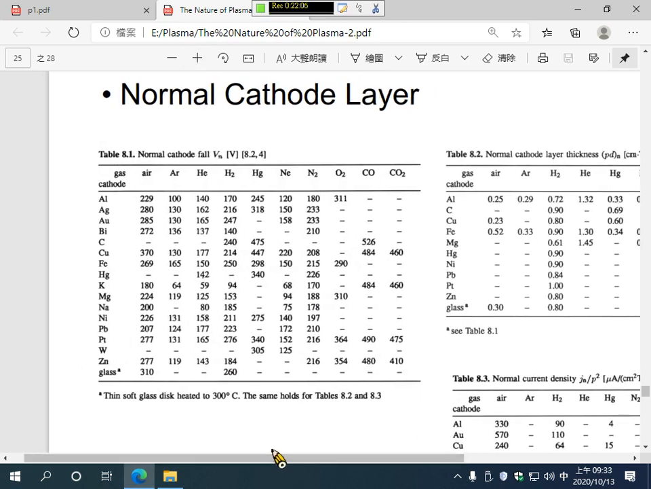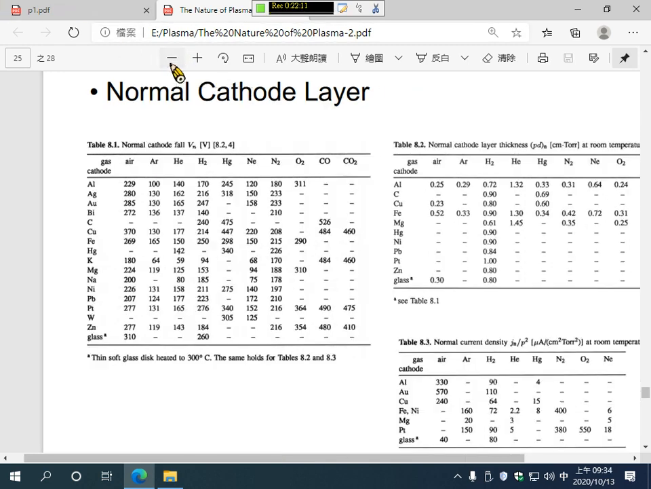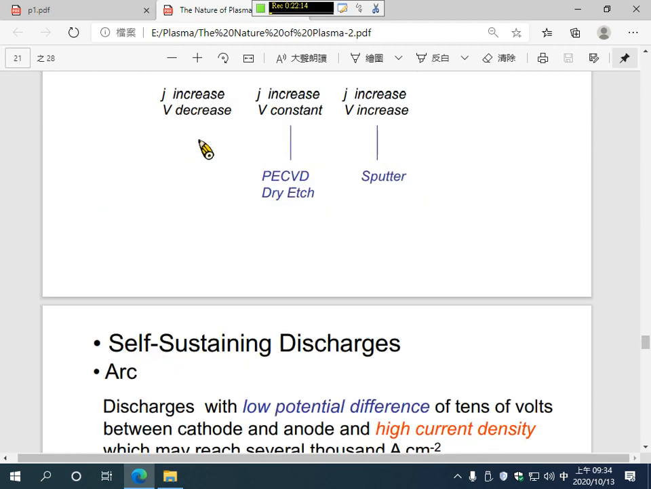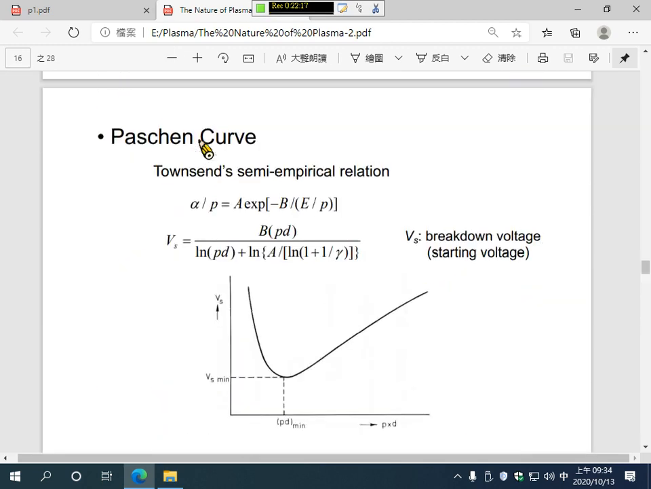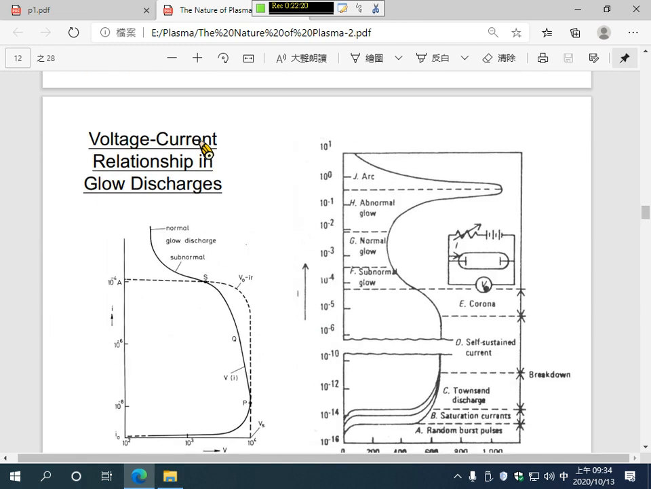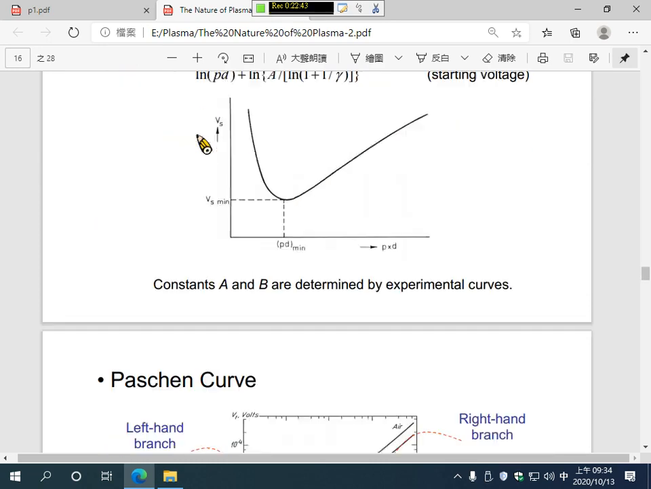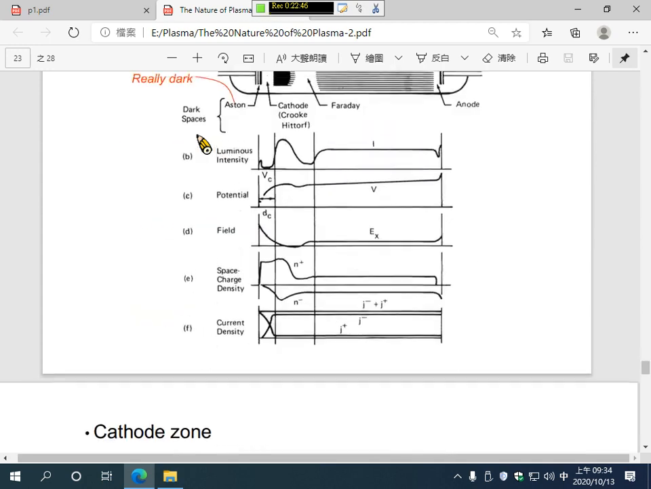So in a normal glow discharge, I think you already know there are different kinds of glow discharge. Normal glow discharge is in this region. In this region, when we increase the current, the voltage across the cathode and the anode doesn't change much. So this part is the normal glow discharge.